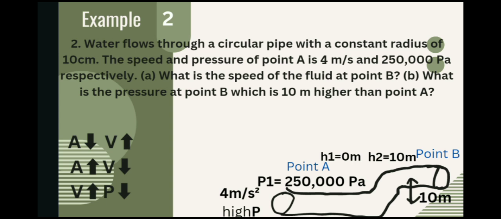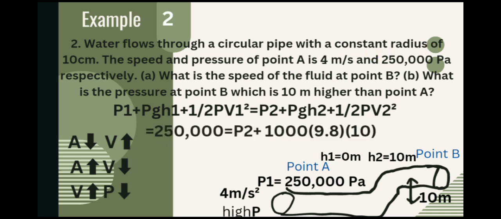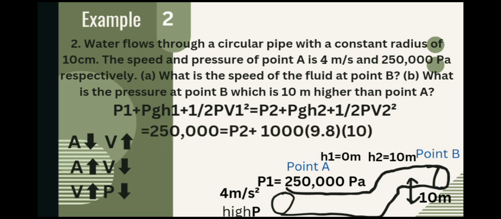So now, let's calculate the pressure P2 at point B using Bernoulli's equation. P1 plus rho g h1 plus 1/2 rho V1 squared is equal to P2 plus rho g h2 plus 1/2 rho V2 squared. So our P1, or pressure 1 at point A, is 250,000, which equals P2 plus 1,000 times 9.8 times 10. So 1,000 times 9.8 times 10 is equal to 98,000.